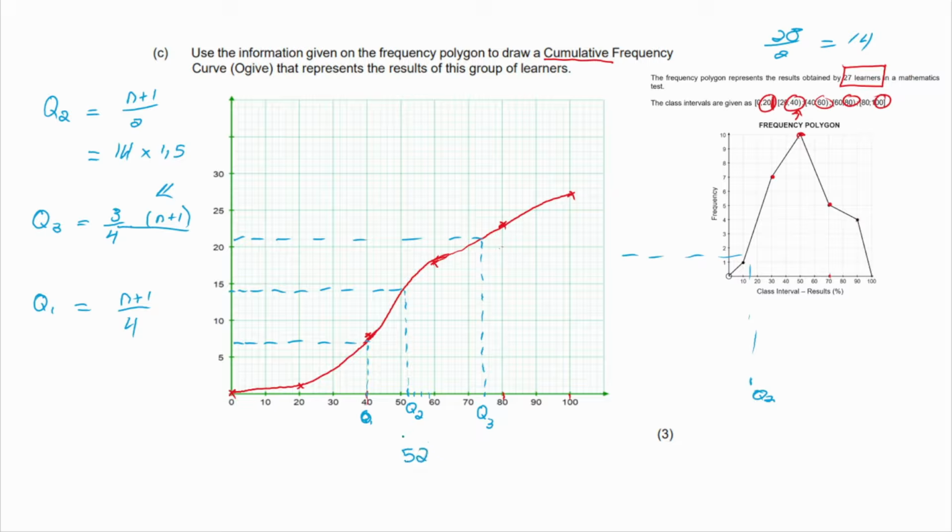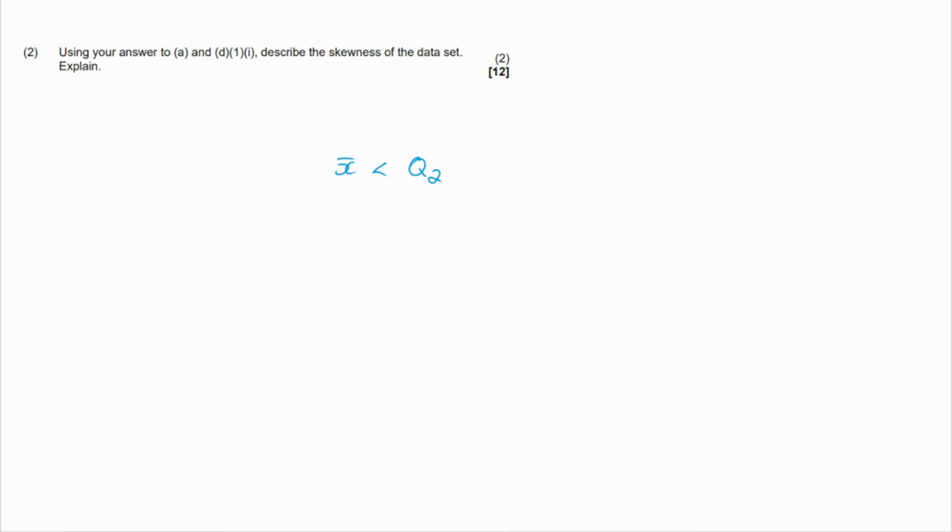The median's 52, so I'll write Q2 is equal to 52. When we did our average, we got 53. These are so close to each other. Oh wait, what was I writing over here? I was completely wrong. Sorry. What I have over here is that the mean is greater than the median. So if the mean is greater than the median, that means it's positively skewed. Positively skewed.